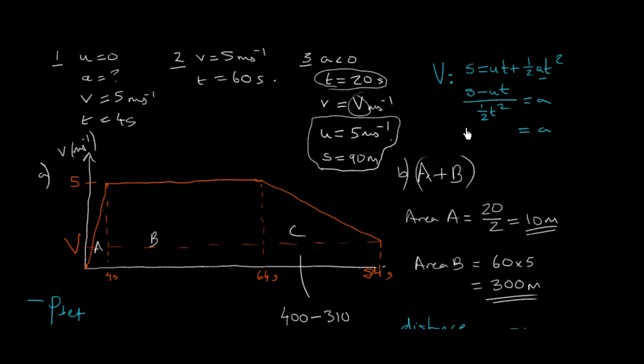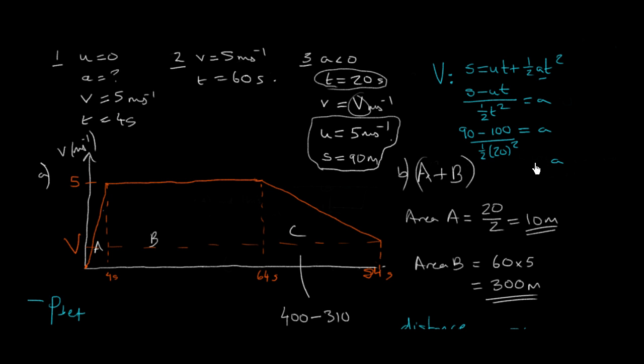S is 90 minus 5 times T, which is 100. 5 times 20 is 100. So that's already negative, divided by half T squared, which is going to be positive. So that's going to be a negative acceleration, which is good news. 1/2 times the time, which is 20 squared.